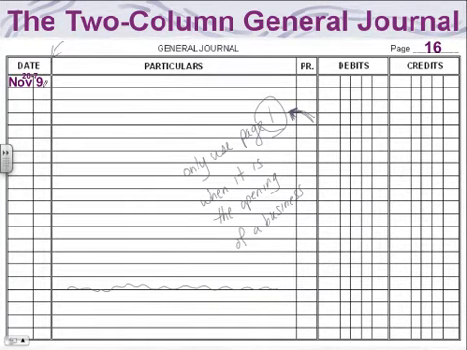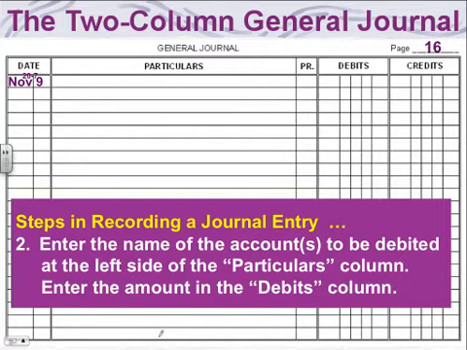Okay, the next step, step 2, enter the name of the account that you're going to debit. And you do this right at the left side of the particulars column. So here's the particulars column, here's the left margin. It's going to go right against the left margin. Okay, and then you're going to enter the amount of the debit in here. And remember, this is for the cents. These are the ones, tens, hundreds, thousands, just like we were doing on that first paper we learned.